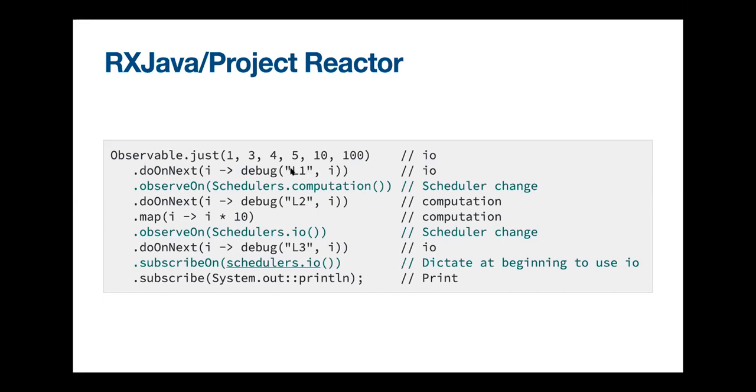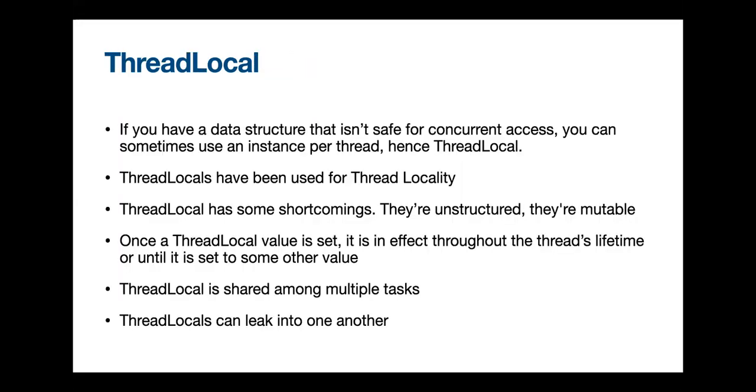And it's what causes these first two lines to be on a different thread. And I love this declarative style, really easy. And it's really great for things like GUIs. Now, as stated, if you have a data structure that isn't safe for concurrent access, you can sometimes use an instance per thread, hence something called thread local.